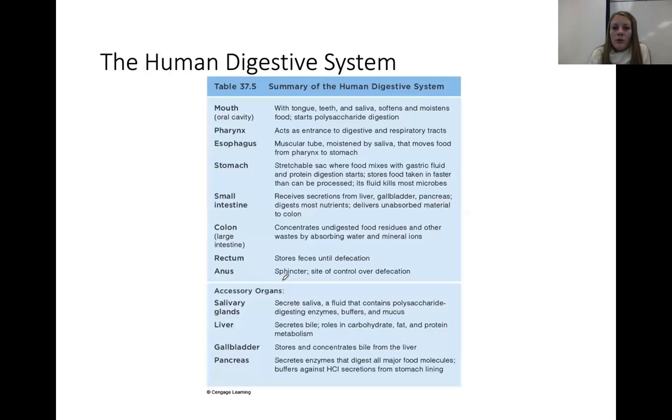Here's just a little overview, table 37.5 in your book, of the human digestive system. We don't need to go over it again. It just defines each of the anatomy and what it does to digest the food. And that's all I have for you guys today.